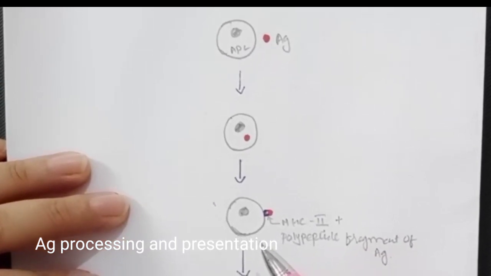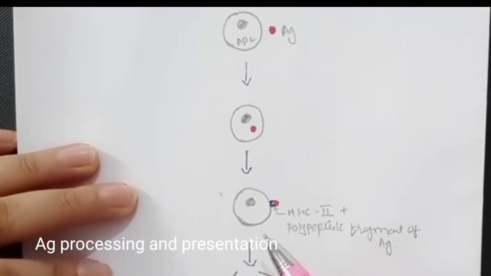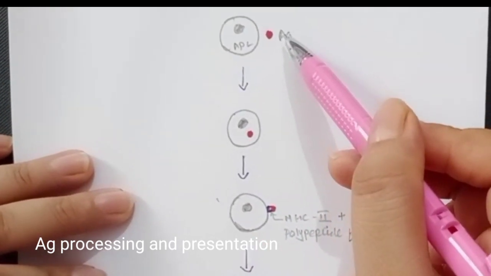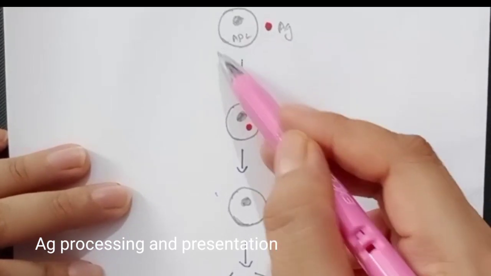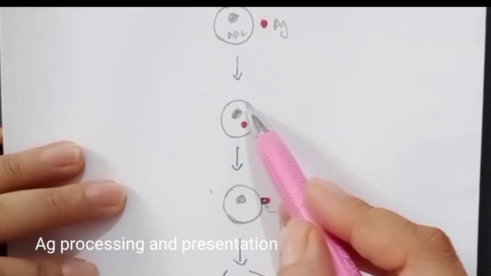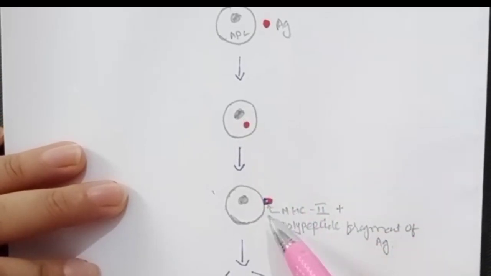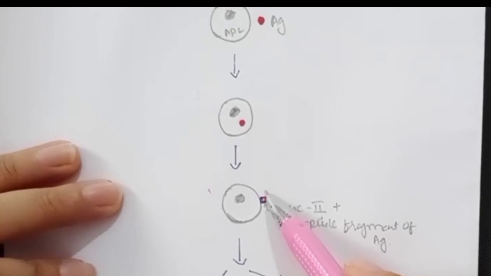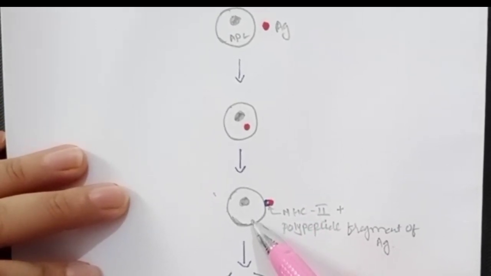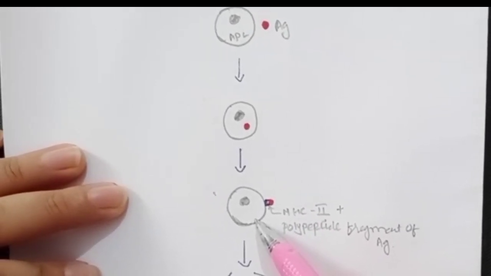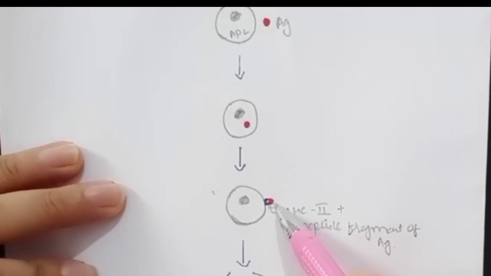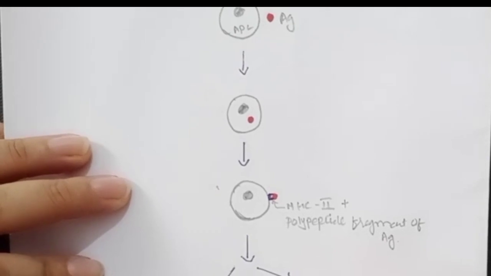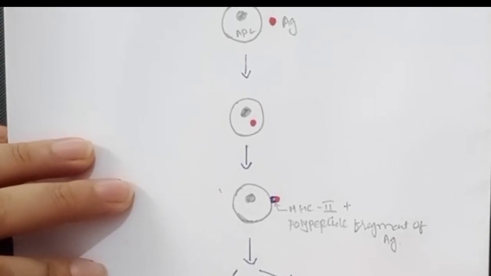First step is antigen processing and presentation. Once the antigen enters the body, it is phagocytized by an antigen presenting cell, and the polypeptide fragment combines with the MHC2 molecule of the antigen presenting cell and moves to the surface. The other antigen presenting cells are B lymphocytes and dendritic cells.